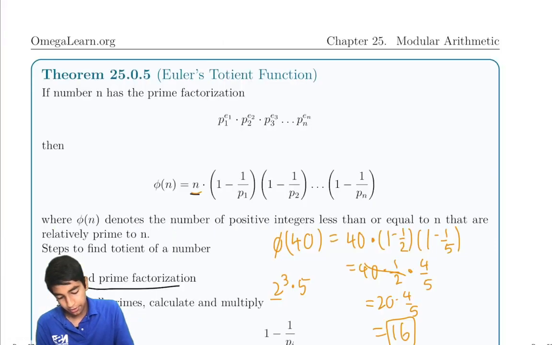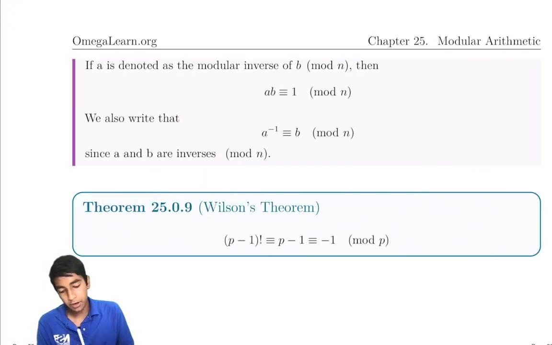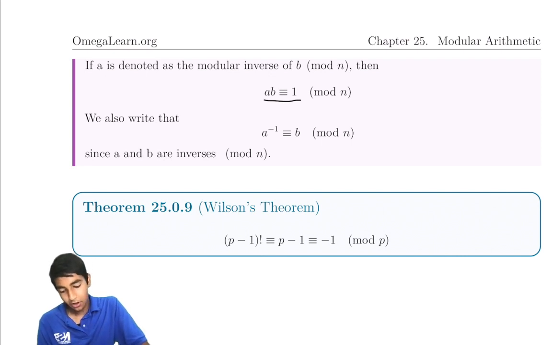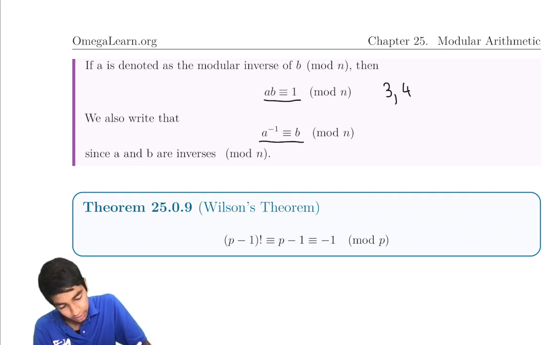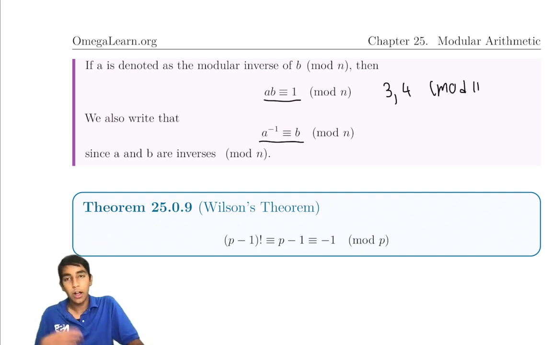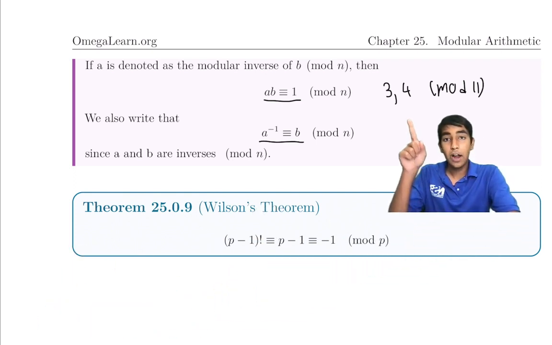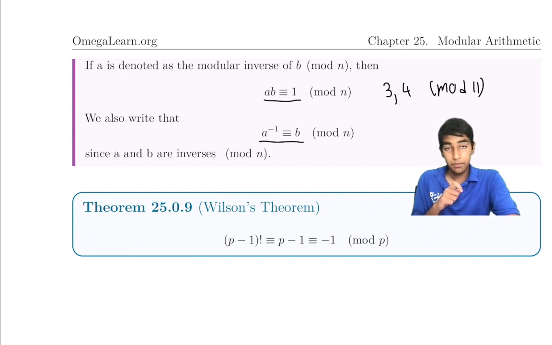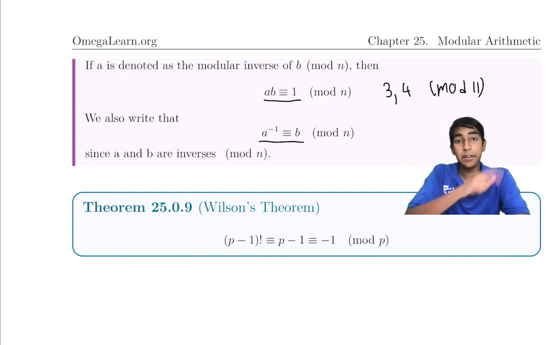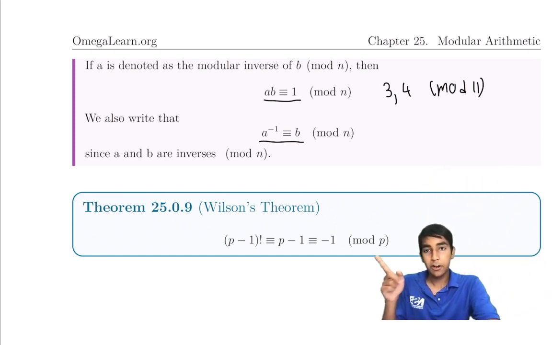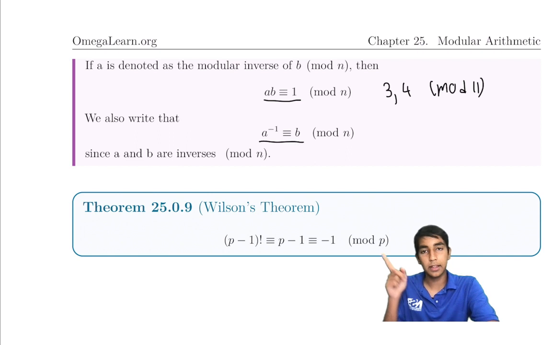Okay, so now we're on to modular inverses. So basically, a is a modular inverse of b if the product is 1 mod n. For example, 3 and 4 are modular inverses mod 11, because 3 times 4 is 12, and 12 is 1 mod 11. So essentially, for every number relatively prime to n, there's always a modular inverse. And this is very useful for proving theorems like this one.